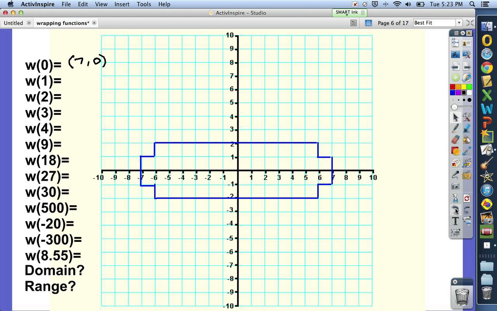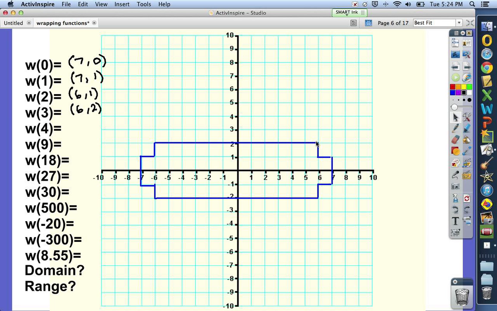So a wrap of 0 would leave us at (7, 0). The positive direction will always be this counterclockwise direction, going around the figure that way. So to do a wrap of 1, we'd have to start at (7, 0) and move up along this route, which would be the point (7, 1). A wrap of 2 brings us up here, this is 1, and then over this way for (6, 1). A wrap of 3, 1, 2, 3 units total, (6, 2).